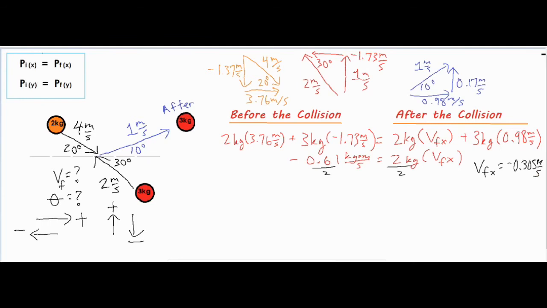meters per second. Okay, so what I'm going to do next is I'm going to do the same thing. I'm going to use mass times velocity of everything before and after the collision, but now I'm just going to use the vertical y components.